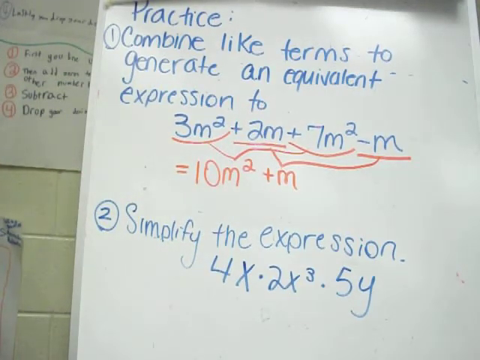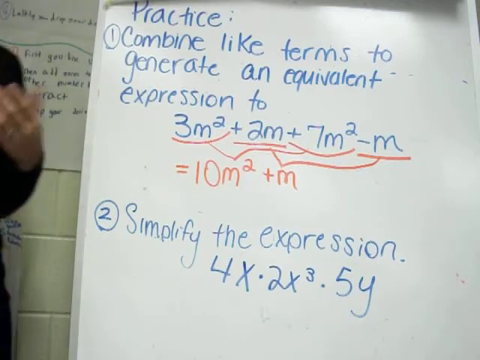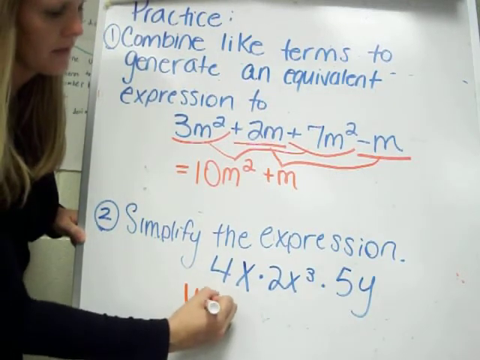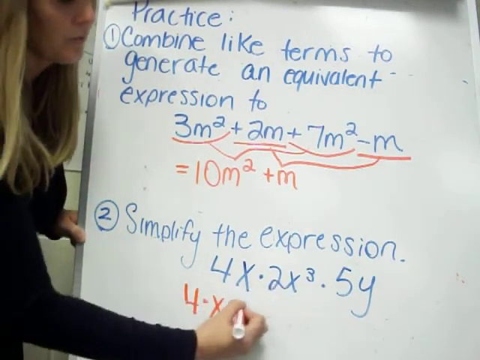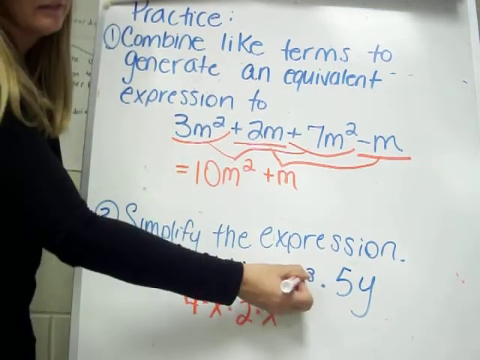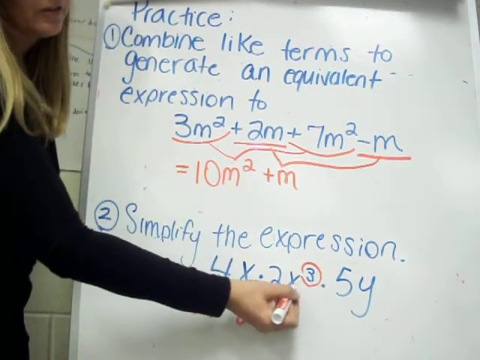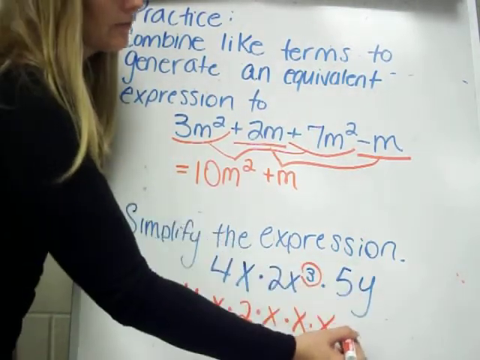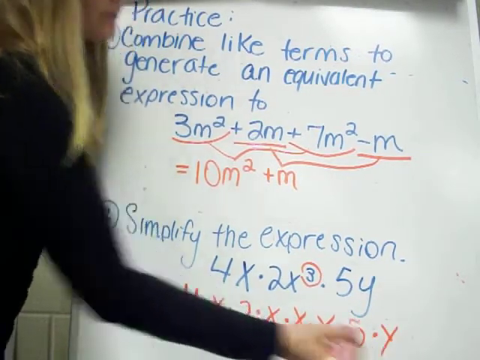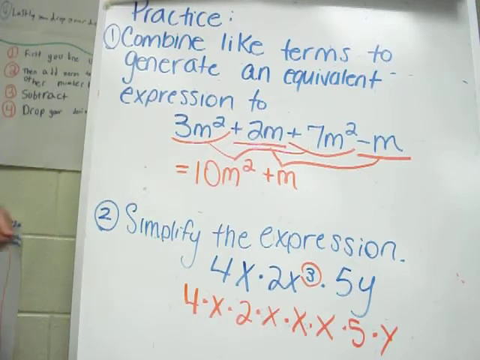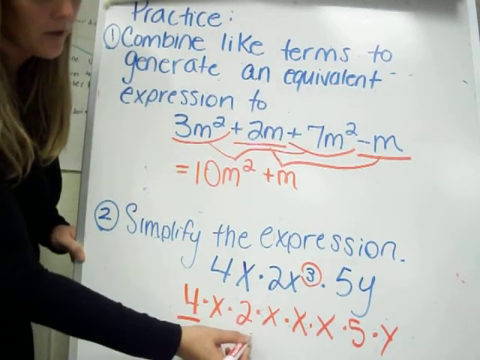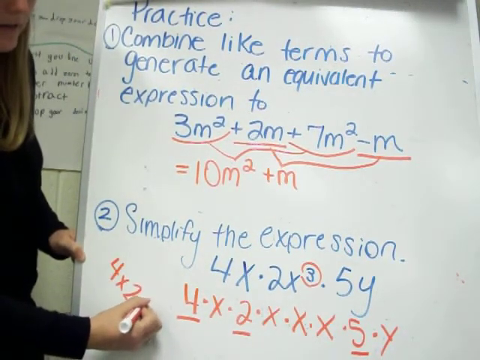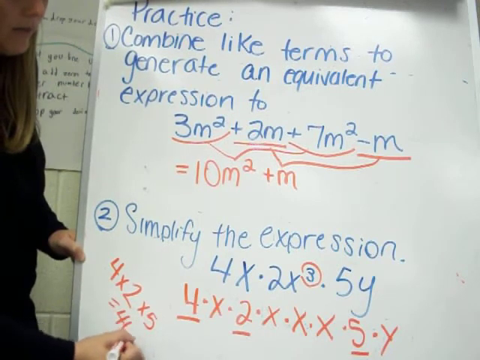Alright, the next one. This, remember, is multiplication, and it helps to expand this out before we multiply. 4x means 4 times x times 2 times x, and then this x to the 3rd power means that there's actually 3 x's right here being multiplied. And then we have times 5 times y. So the first thing I would do is multiply my whole numbers together. I have 4 times 2 times 5. 4 times 2 is 8. 8 times 5 is 40.